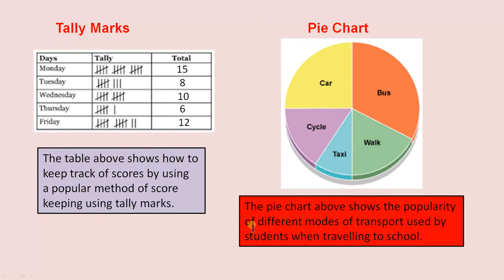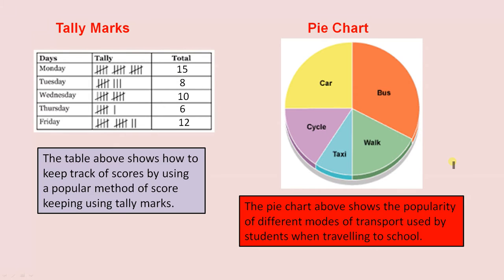Tally marks. The table above shows how to keep track of scores by using a popular method of scorekeeping using tally marks. Basically, you have 4 strokes and a stroke across here, and that bundle represents 5. So very quickly, 5, 10, 15. So we see here the total is 15. Similarly here, every bundle represents 5, plus another 3 is 8, and so forth.